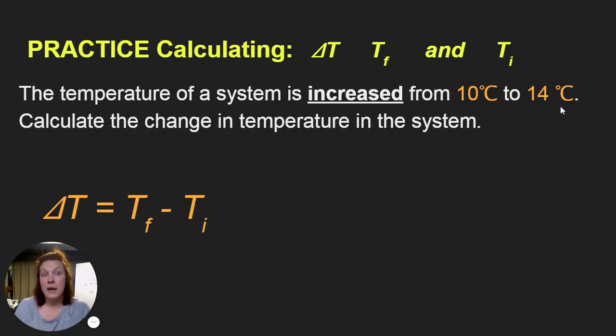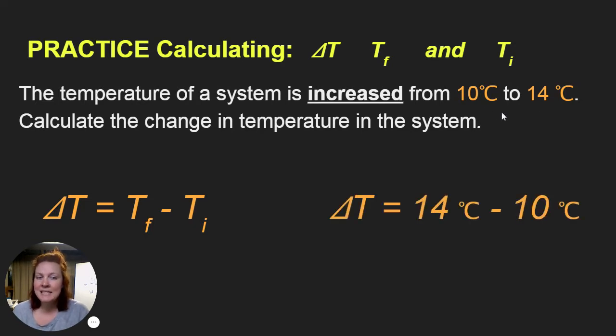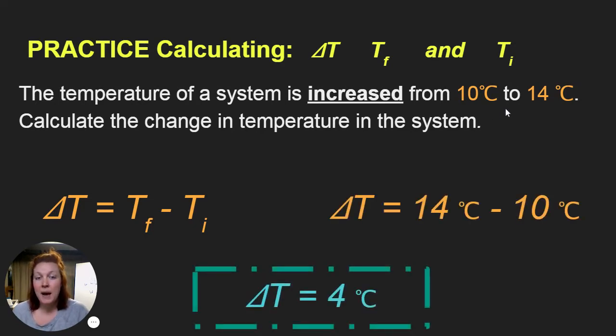So let's go ahead and just practice calculating delta T. The temperature of a system is increased from 10 degrees Celsius to 14 degrees Celsius. Calculate the change in temperature of the system. If we go from 10 degrees to 14 degrees, our initial temperature is 10 and our final temperature is 14. 14 minus 10 gives positive 4 degrees Celsius. This number tells me that we have increased the system's temperature by 4 degrees.